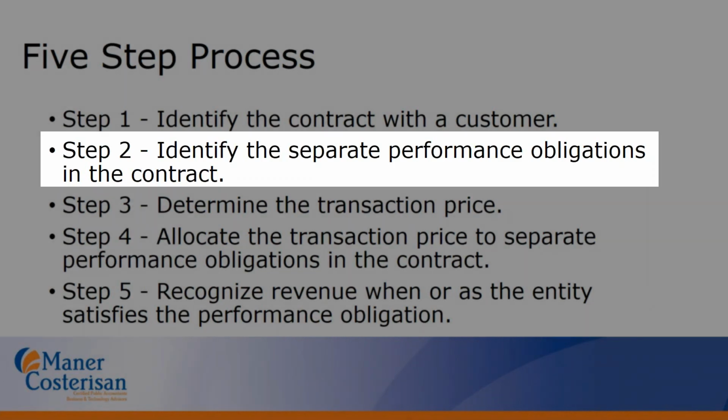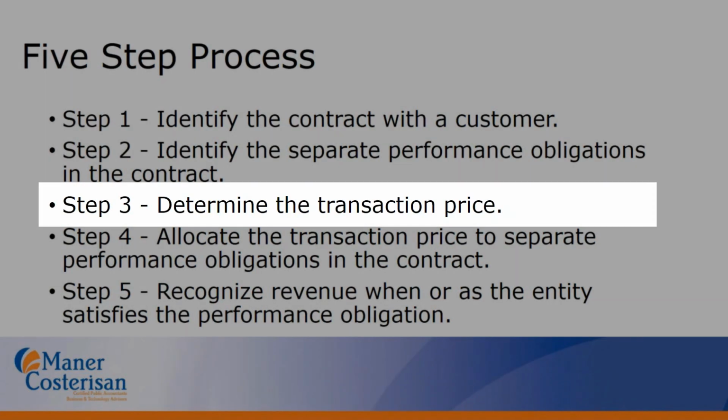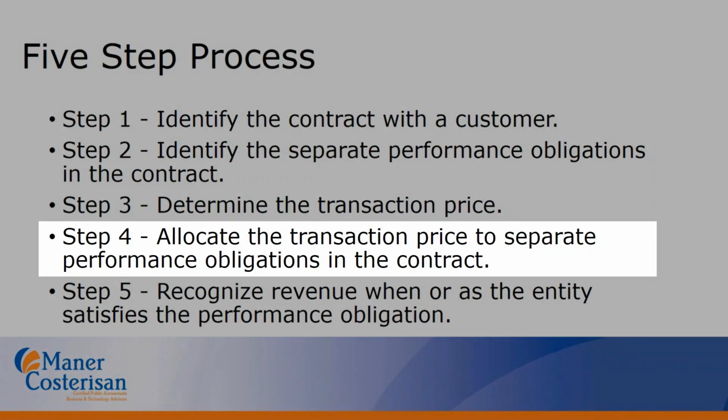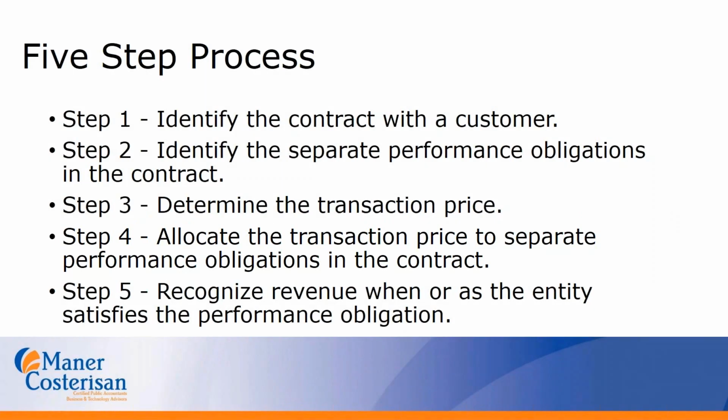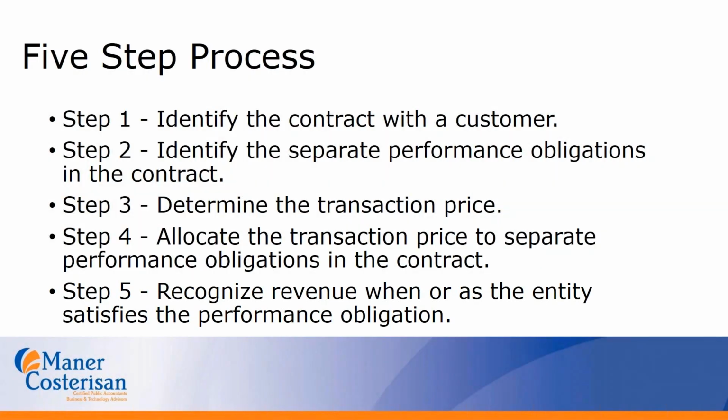Step 2 is identify the specific performance obligations in the contract. Step 3 is determine the transaction price. Step 4, allocate the transaction price to specific performance obligations in the contract. Step 5 is recognize revenue when or as the entity satisfies the performance obligation. The fundamental issue is, when do you have a contract with a customer?